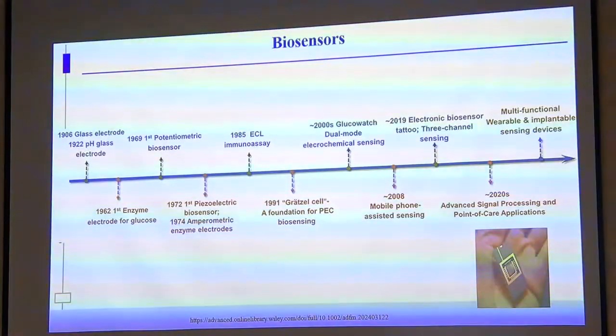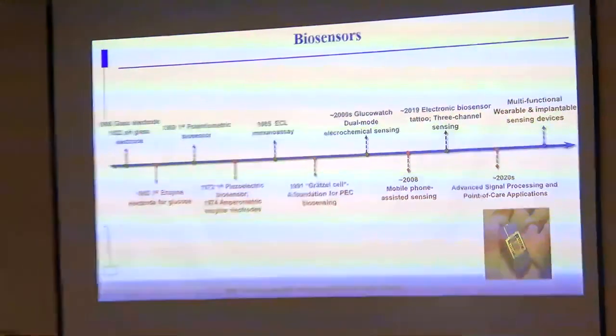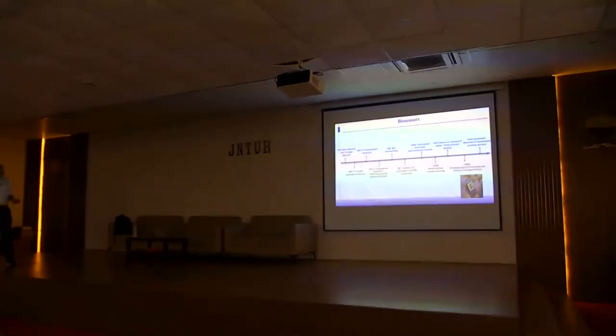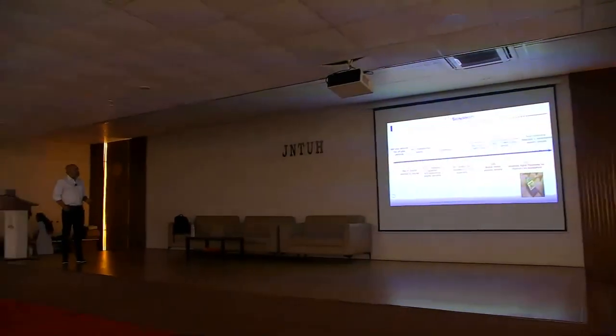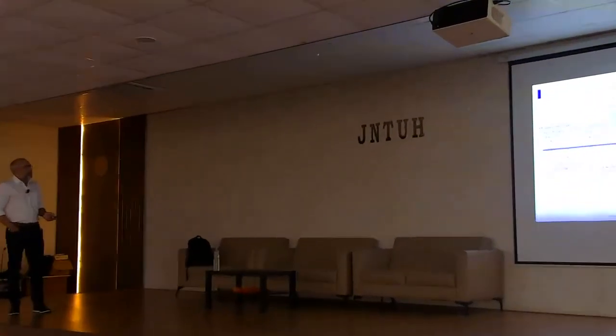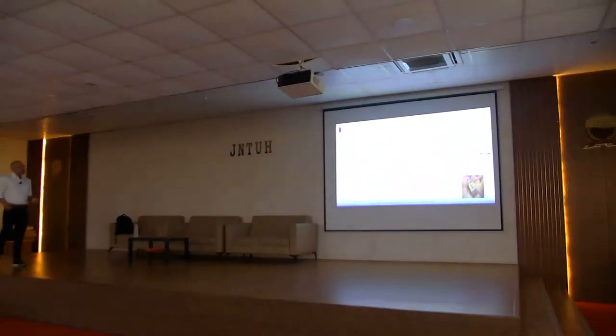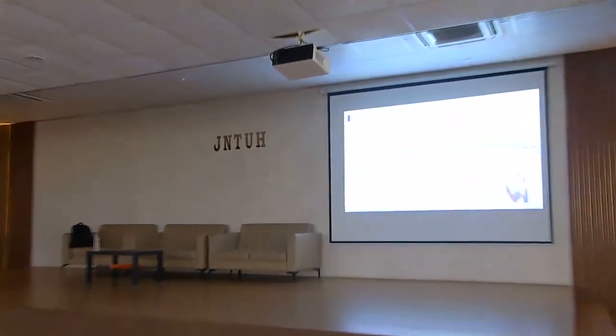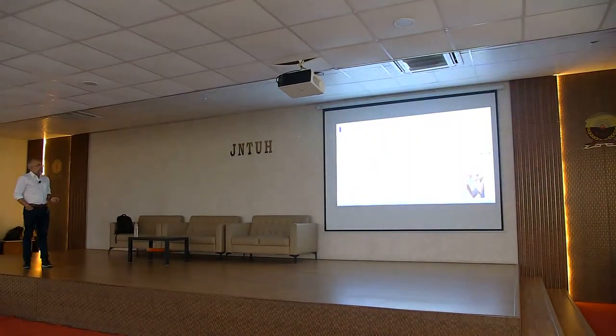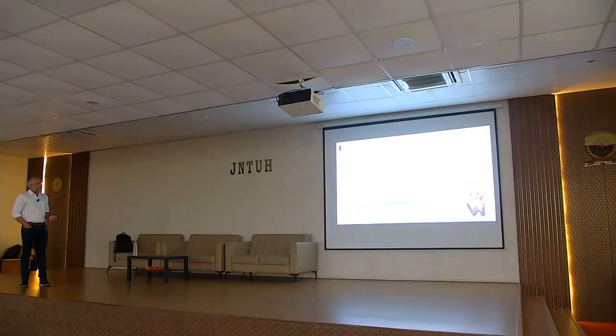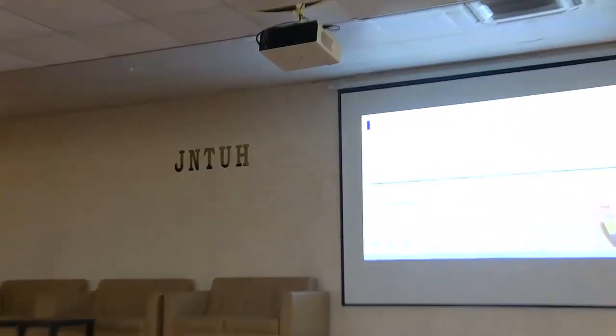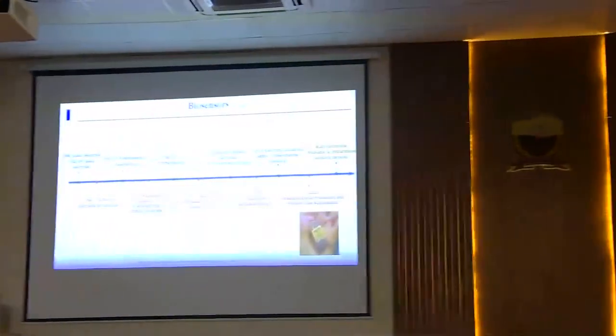A little bit of history about biosensors. The first biosensor was in 1906 on glass electrode, and then in 1922, the pH glass electrode. So that was the first biosensor. Then in 1962, the first enzyme electrode for glucose detection. In 1969, the first potentiometric biosensor, and then in 1972, the piezoelectric biosensor.